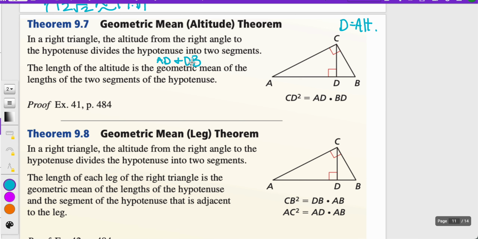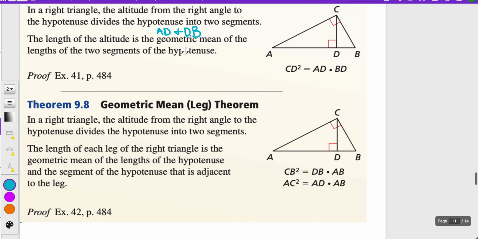The length of the altitude is the geometric mean of the lengths of the 2 segments of the hypotenuse. So in order to do that, we can do CD squared is equal to AD times BD, similar to how we were just seeing our geometric mean before when we were using X's, A's, and B's.